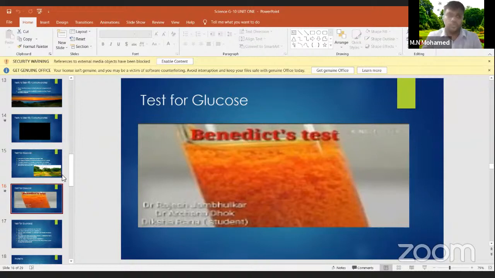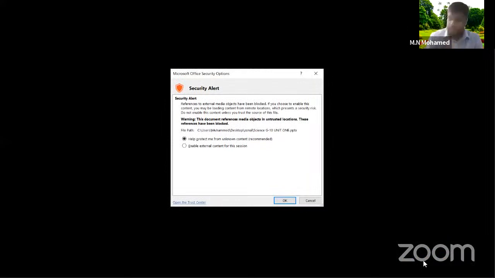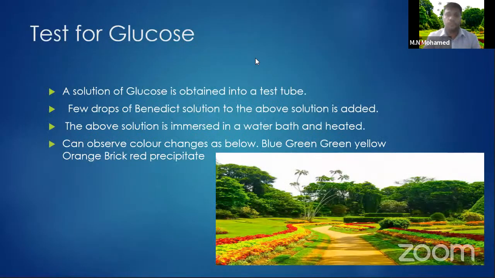The test for glucose is an important one. How does it happen? Take a solution of glucose and add a few drops of Benedict solution, which is blue in color. Then you heat it in the water bath. No, you are not heating it directly. Okay.